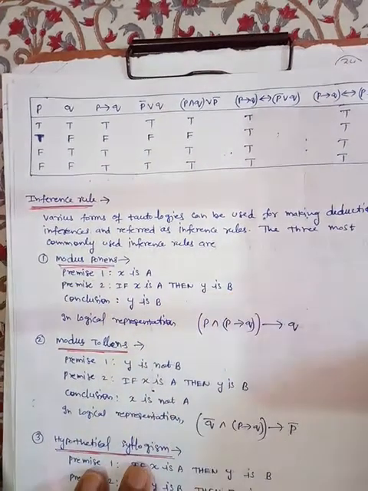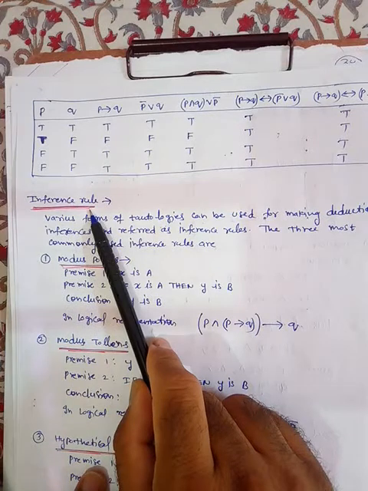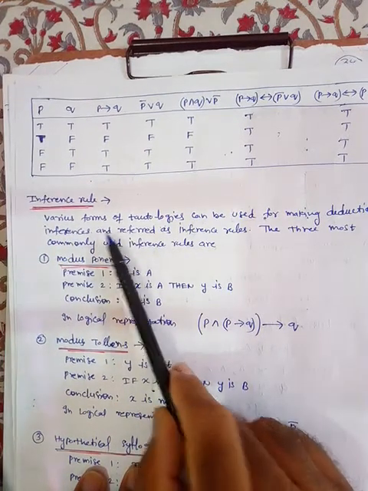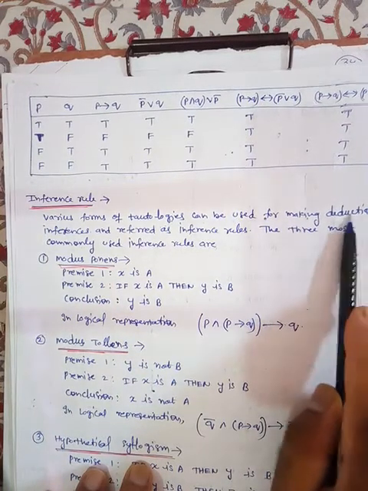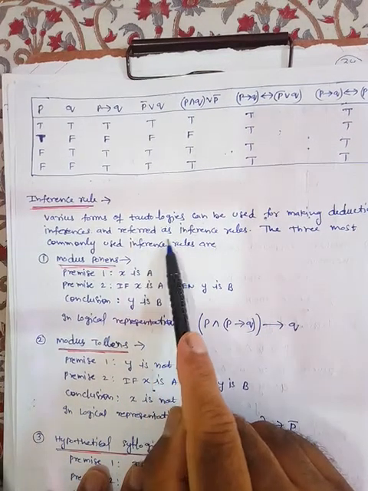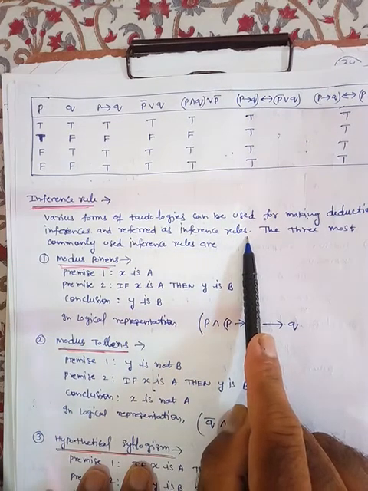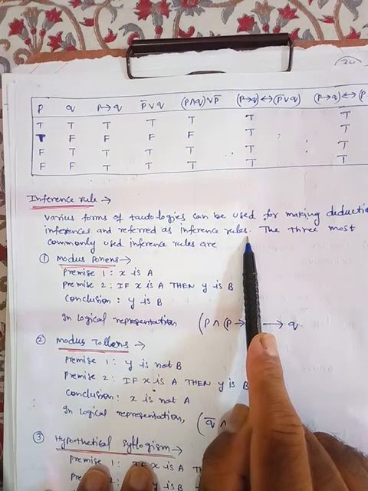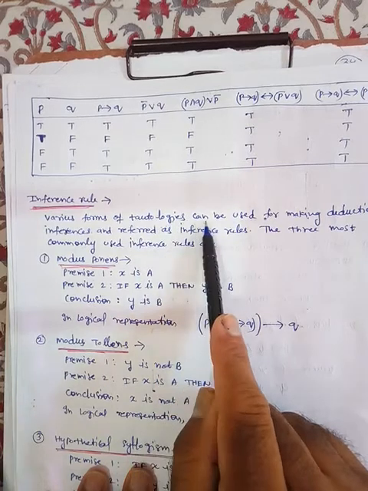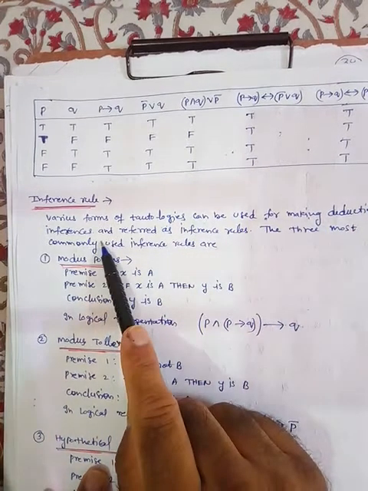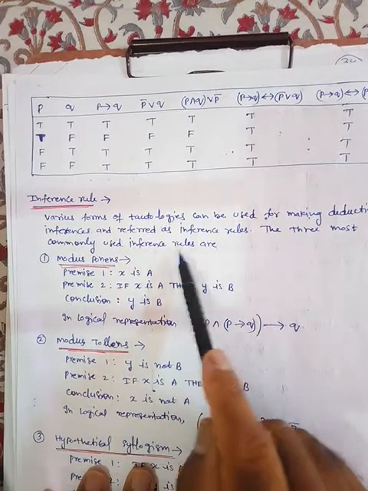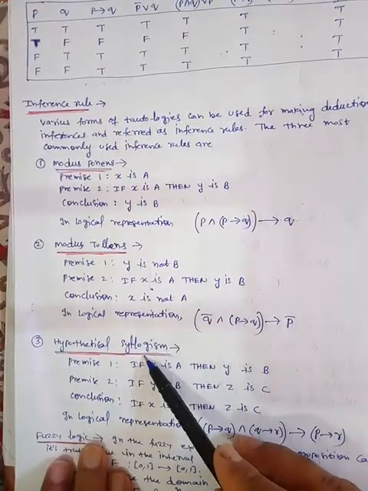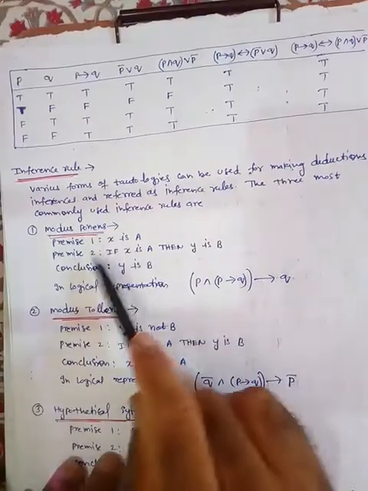Now inference rules. Various forms of tautologies can be used for making deductive inferences and are referred to as inference rules. The three most commonly used inference rules are modus ponens, modus tollens, and hypothetical syllogism. So first is modus ponens.